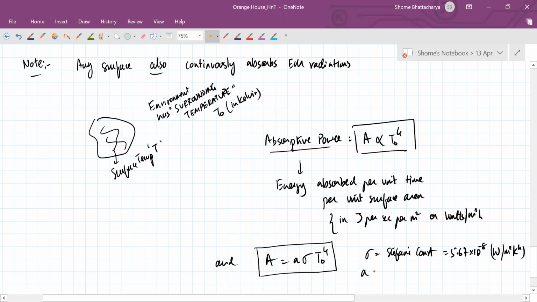But small a here is called absorptivity of the material of the surface. So it's a material property.